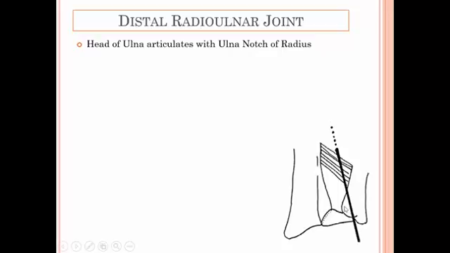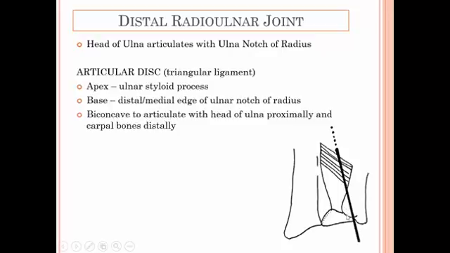Just distally, forming the base of this distal radioulnar joint, we have an articular disc or triangular ligament, and as you can see it forms a triangular shape. The apex of this triangular ligament is the styloid process of the ulna, and the base is travelling along the ulnar notch of the radius.